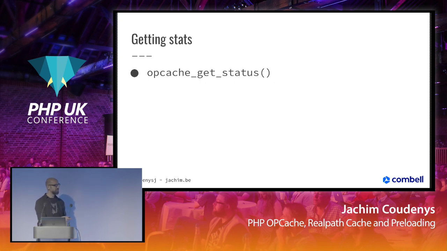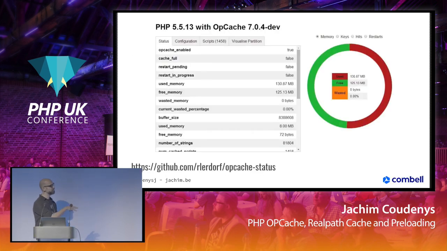So we get stats by using getStatus. And the getStatus is good for parsing it into something else and then have some visualizations. So there are a few projects where we have a single PHP file. So we can just take that PHP file and put it in our web server directory. And it will use all the information from the getStatus to show you how much memory you have, how many hits you have versus misses.